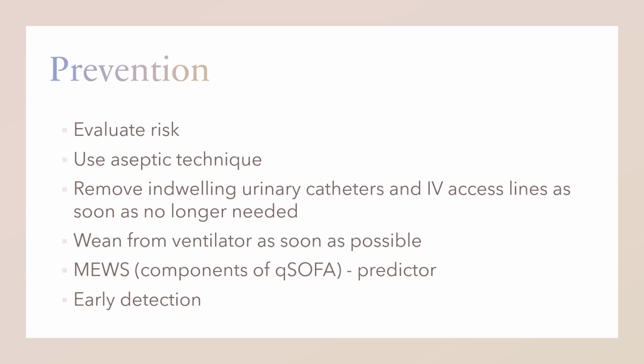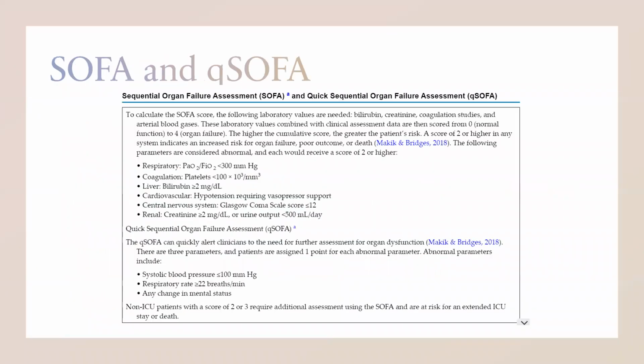MEWS, which I have a slide on that I will go over, is similar to the rapid response team, but it's looking at cues for the nurse. And then the SOFA is an organ failure assessment. It's used in the ICU, whereas the qSOFA is a modified one that's used out on the ward. I say the ward, the med surg floor, the surgical floor, the peds floor. So they're predictors, like that rapid response. So early detection saves lives.